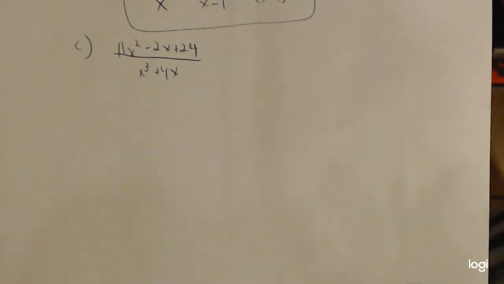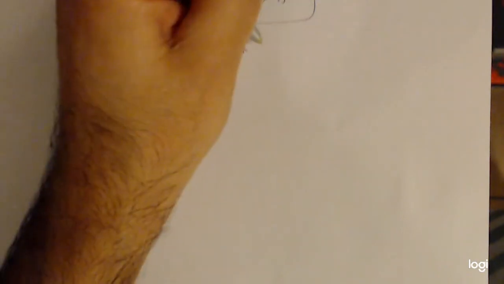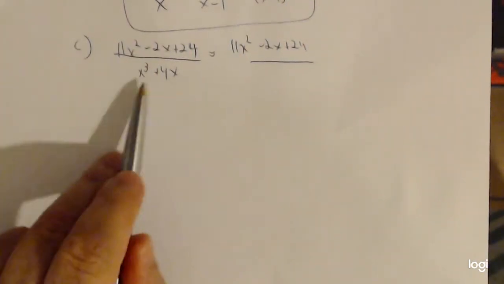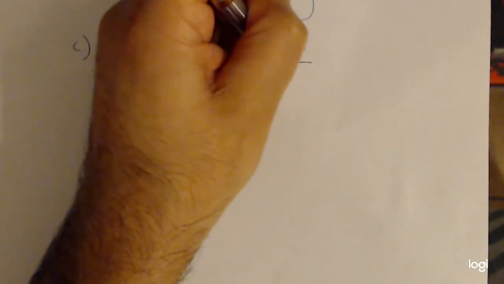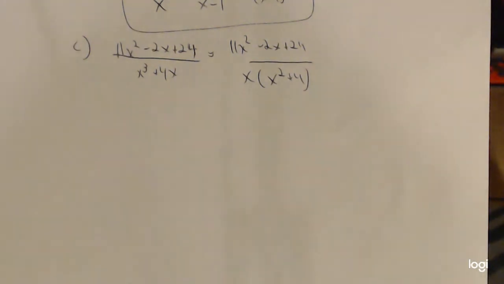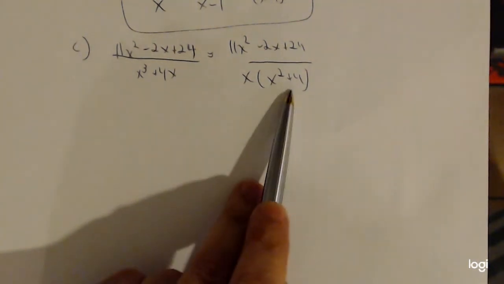Okay, so let's factor out the denominator, which becomes what? 11x squared minus 2x plus 24. And what was it that we have? We could factor out an x. And what are we left with? An x squared plus 4. And sure enough, I can't factor any further because x squared plus 4 doesn't factor anymore.